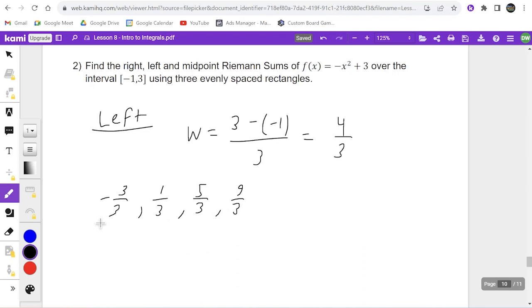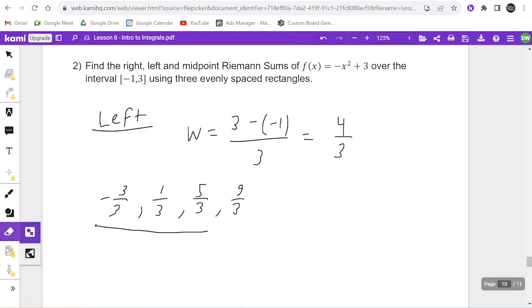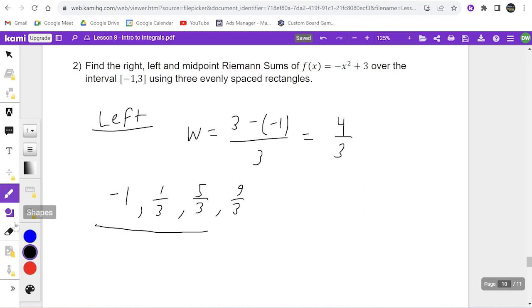So then if I want the left Riemann sum, I'm going to be using these 3 numbers on the left. And I don't have to write -3/3. I can just write -1. That's fine. As a matter of fact, I'll replace it now that I got my numbers. So that's -1, and 9/3 is 3. Okay. So now I just got to plug those into my function, -x² plus 3. And so my area is going to be 4/3 times, when I plug in -1 here, it's going to be -1 squared plus 3. And it only gets harder from there.